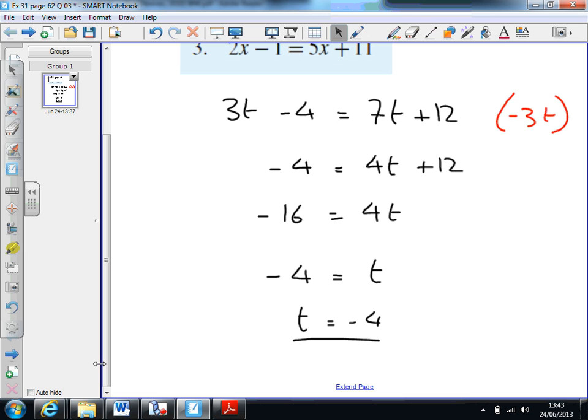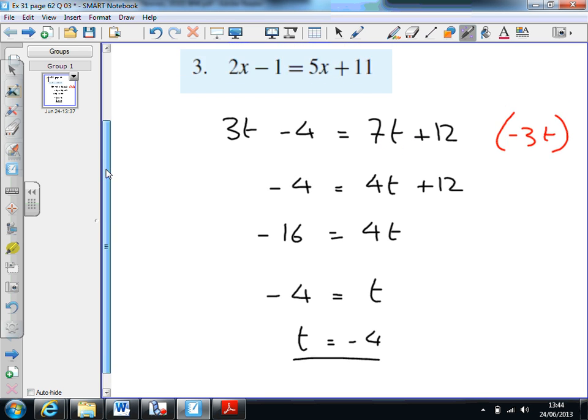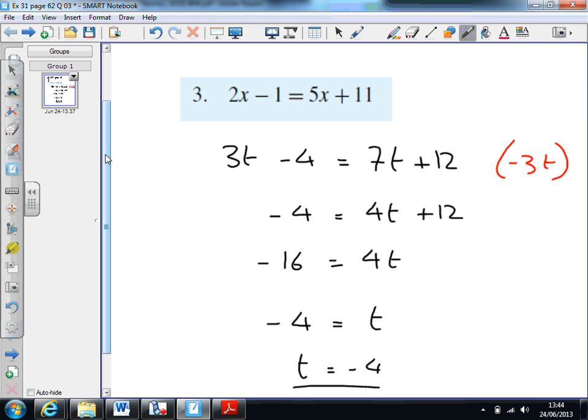And I could check by substituting back in. I could put this value of negative 4 back into the original equation here to check it works. So I let t equal negative 4 on the left-hand side and the right-hand side and see if we get the same answer. Now you have a go at the one in the textbook and see if you can solve that.